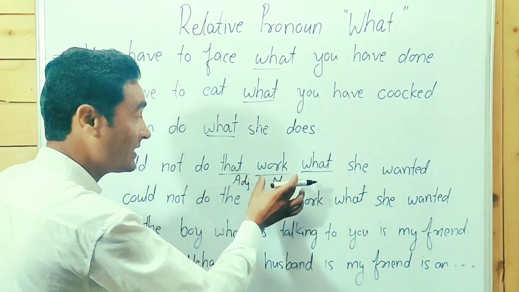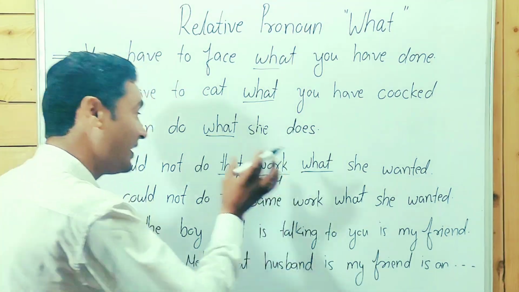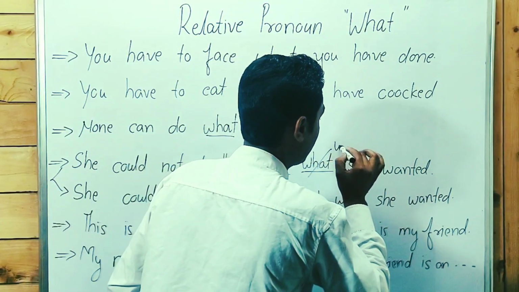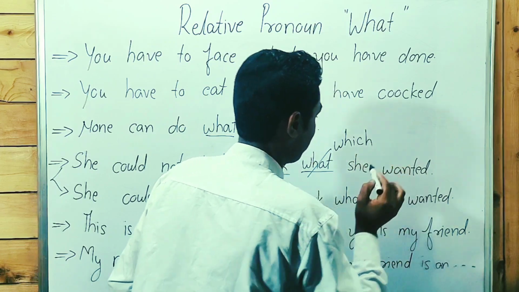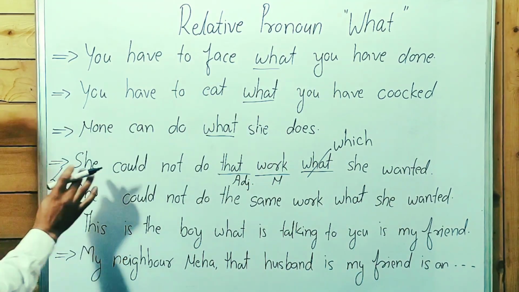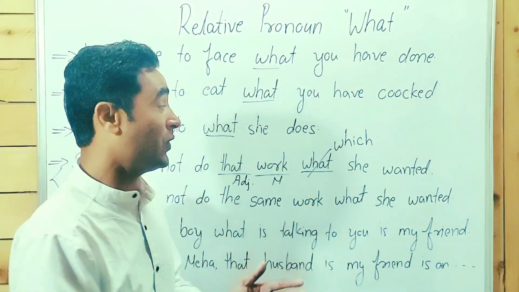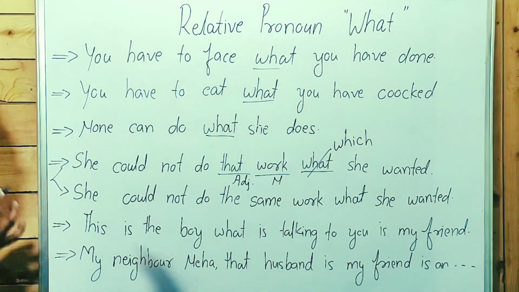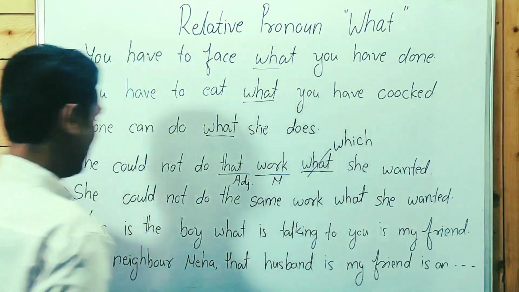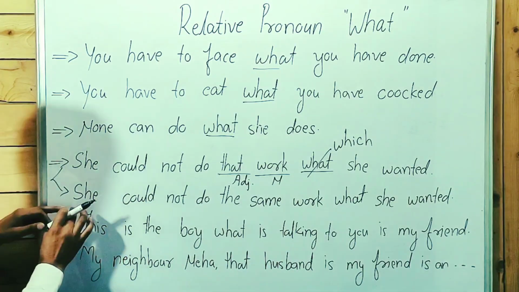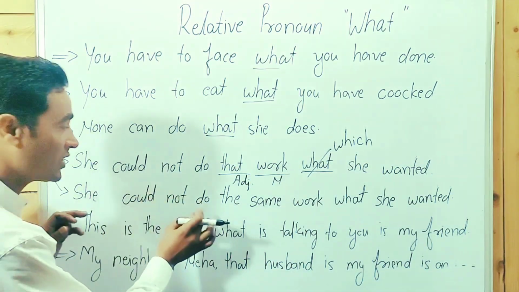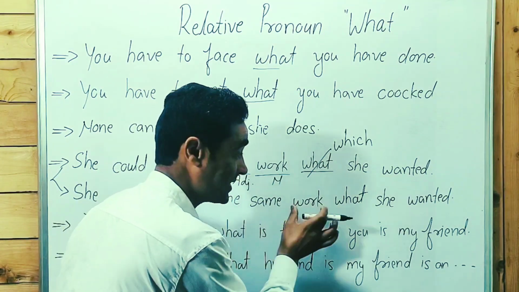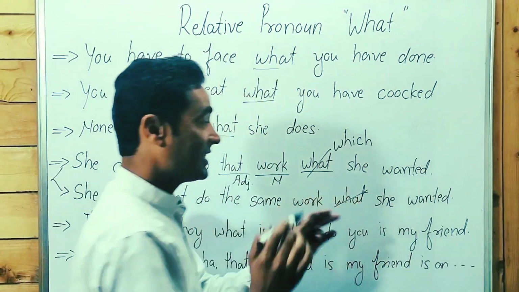Here the antecedent is a noun, which has been written over here. So in this case we use which. Guys, point to be noted, the correct answer is which. She couldn't do that work which she wanted. Okay, she wanted to do, it's obvious, understood in this sentence. She couldn't do the same work that she wanted.